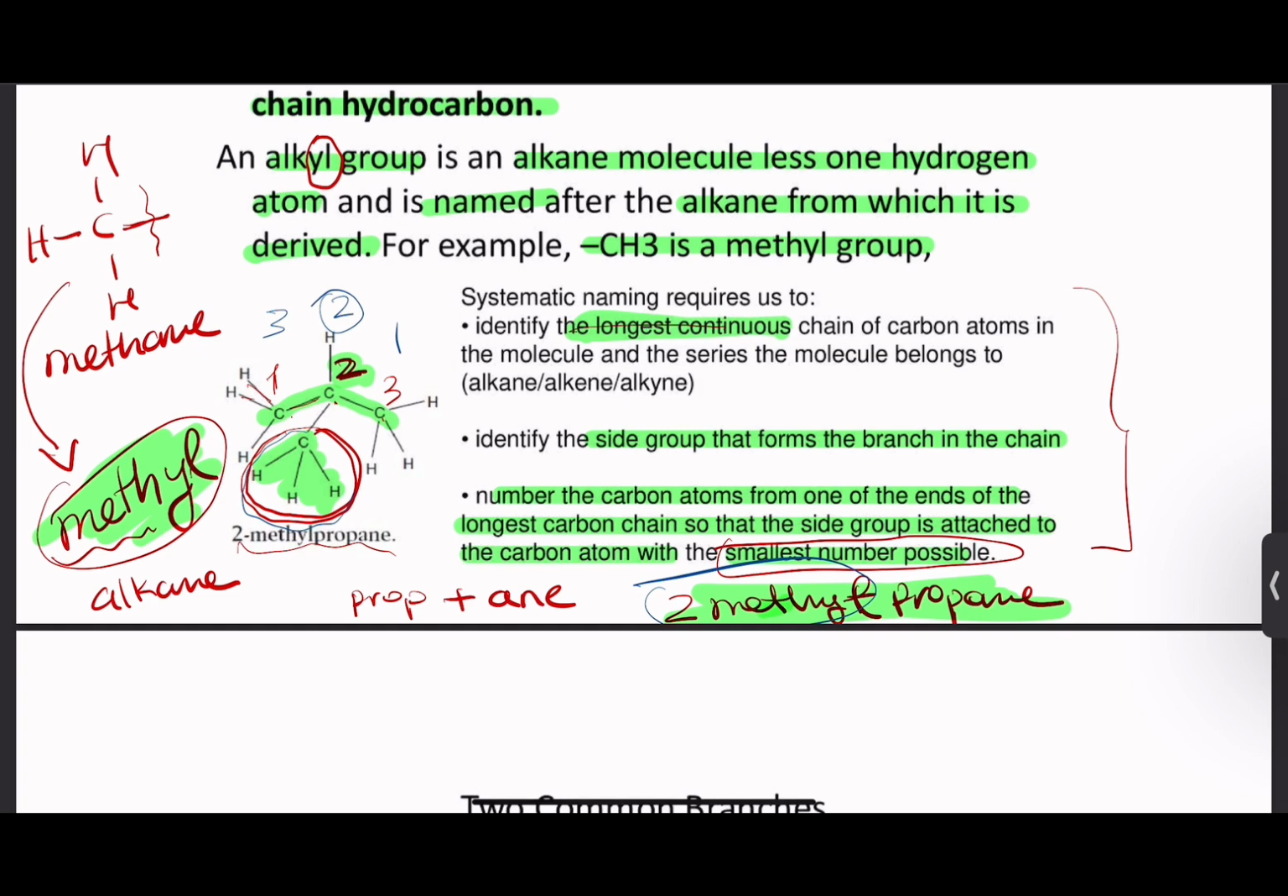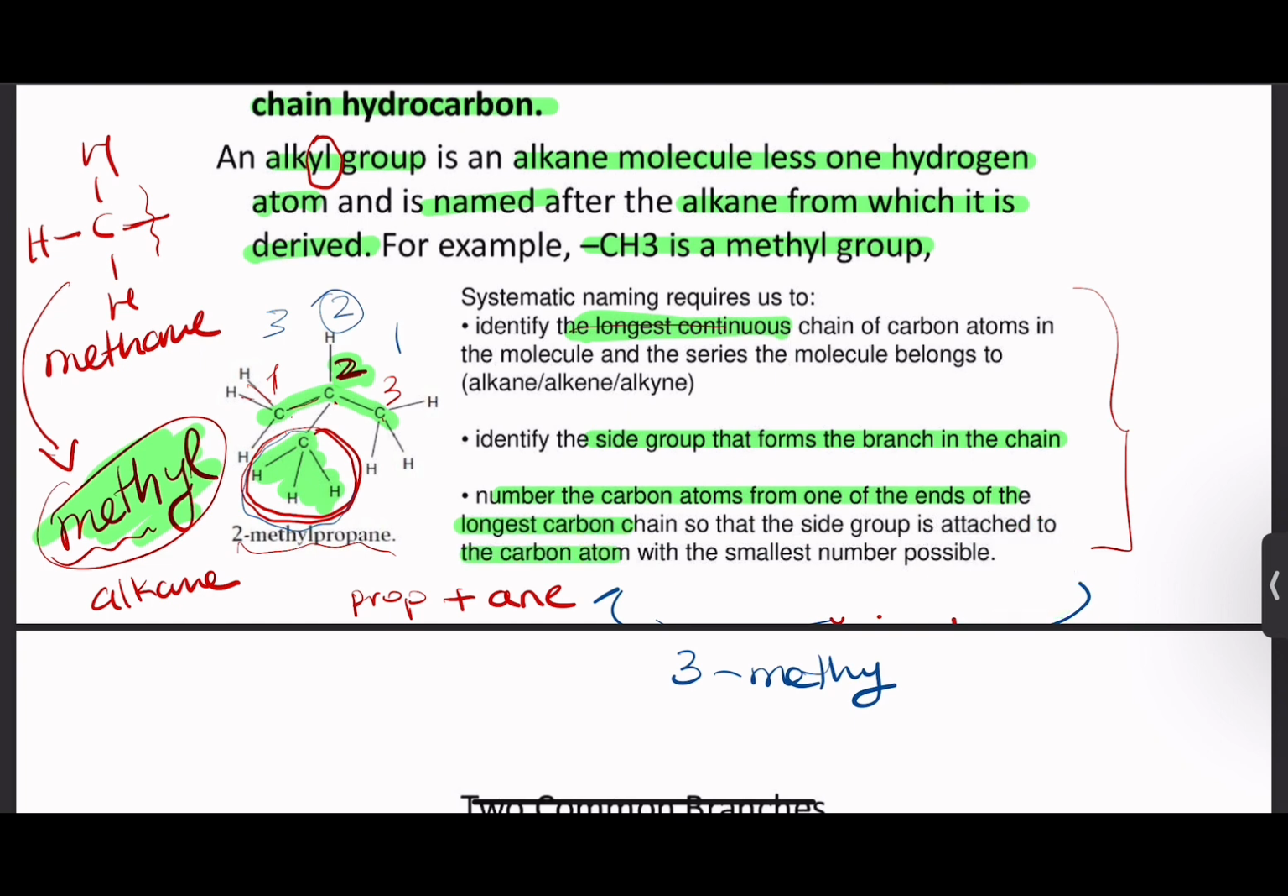Even if I would, let's say, number it 1, 2, 3, I would still get 2-methyl propane because my methyl is located on a second carbon, whether I number it from left to right or right to left. But I'm going to show you other examples where you need to watch out for that, because if there's another possibility of having 3-methyl, you would always want to go with the 2-methylpropane because you're looking for the smallest number possible. Okay, smallest number possible.